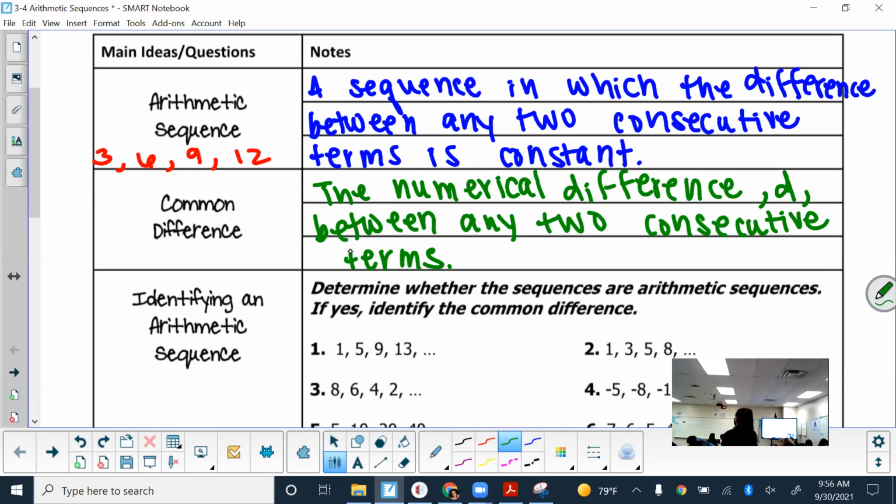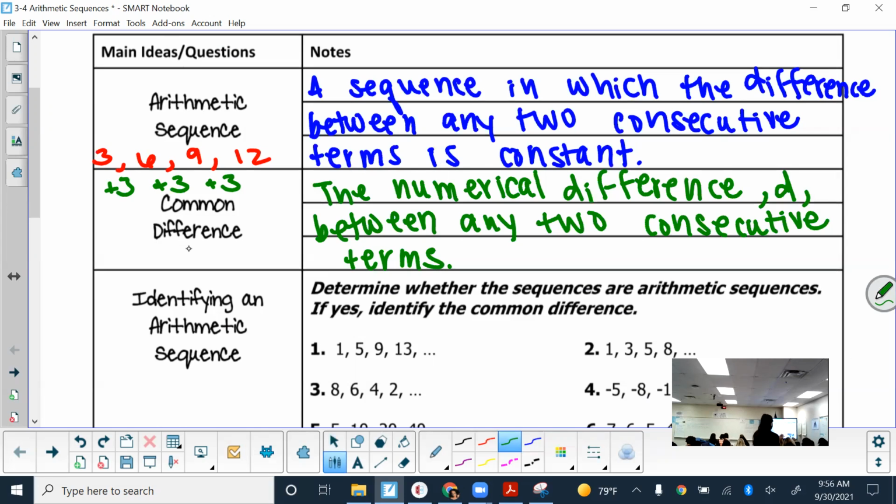All right, so common difference is your numerical difference, denoted by D, between any two common terms. So like in that first example for the arithmetic sequence, the 3, 6, 9, 12, what's the common difference between those numbers? It all goes up by 3. So you would say that your common difference is 3. Right? If it was going down by 3, what would be your common difference?